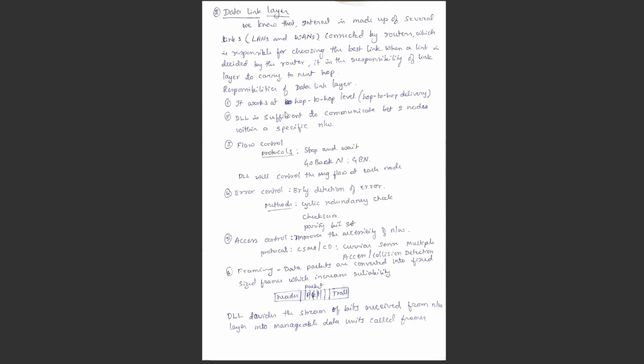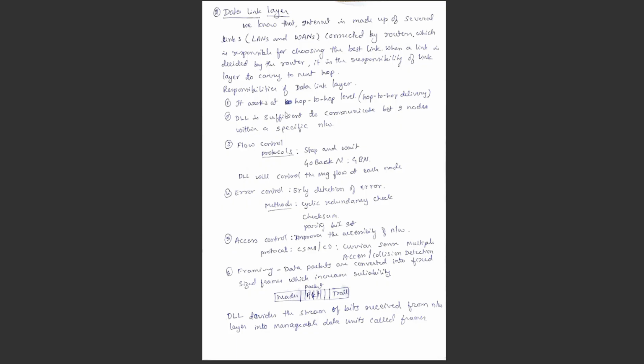As of now, let us know just the protocols which are used in error control, flow control, and congestion control. Coming to flow control, the protocols use stop and wait. Coming to error control, we have methods: cyclic redundancy check, checksum, and parity bit checking. Error control means early detection of errors, so before sending the packet itself, are there any errors or not?